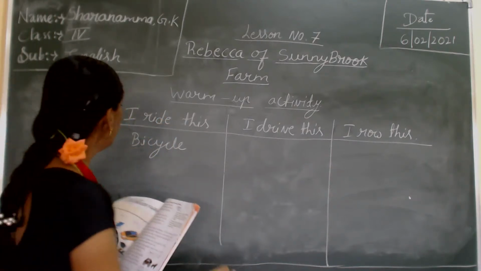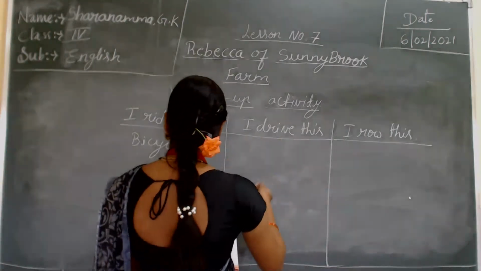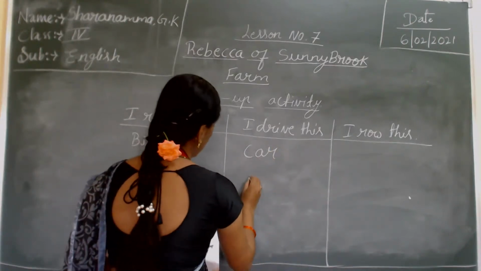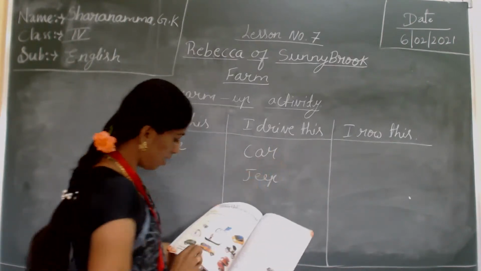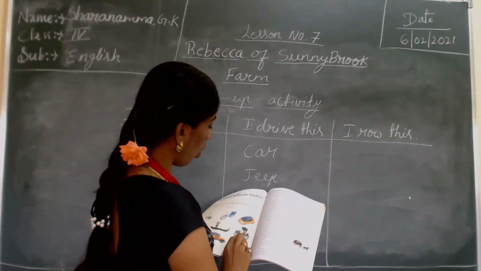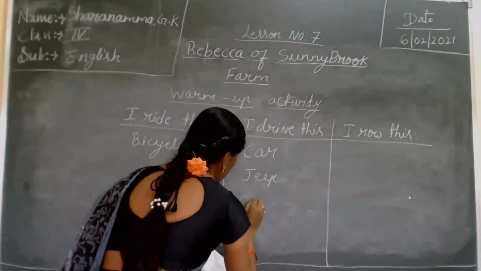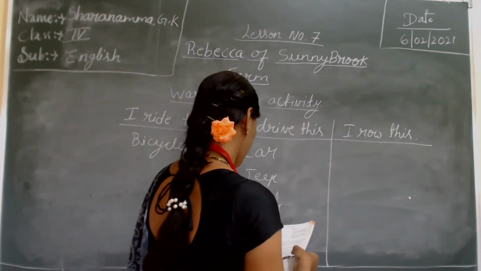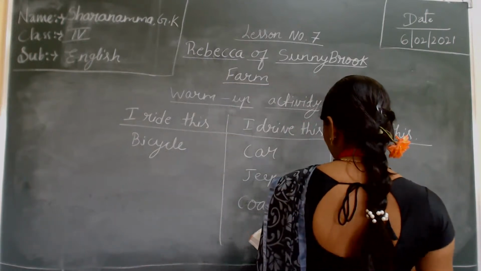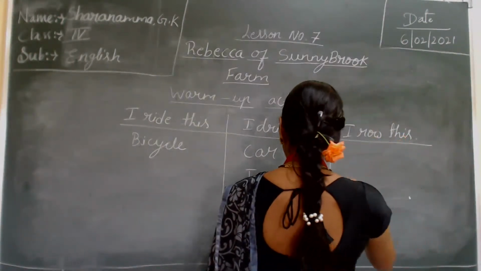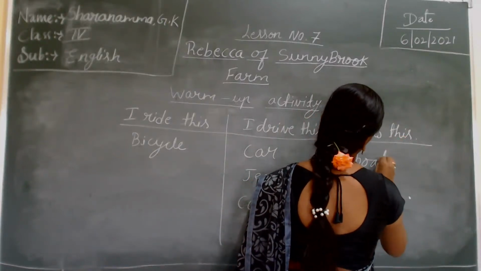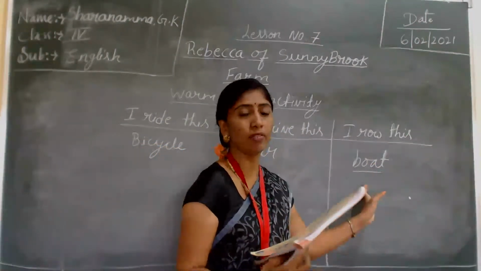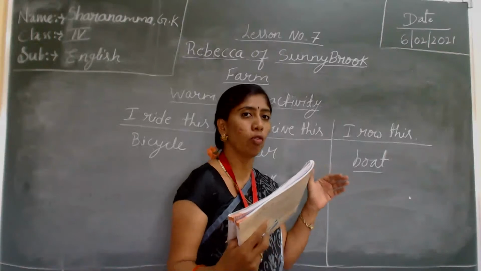The bicycle is ridden with the help of our legs. We used to cycle, no? That is the bicycle. I drive this: that is the car, and the jeep, which is down there. This is the jeep. And the coach is also driven. And I row this: this is the boat. The boat is rowed in the water. With the help of sticks, they used to move in the water.